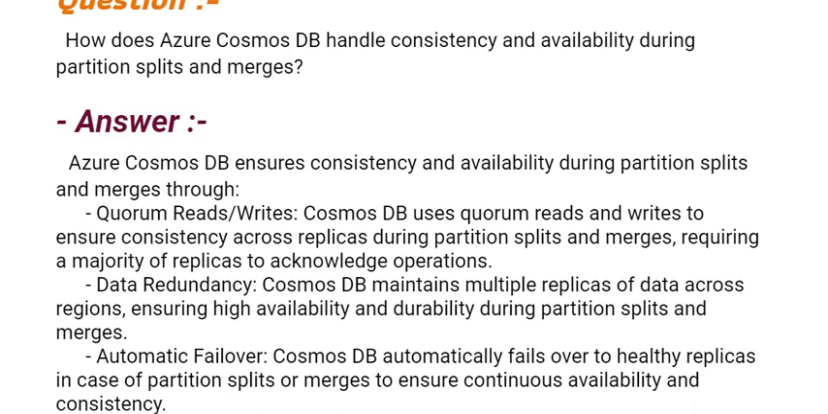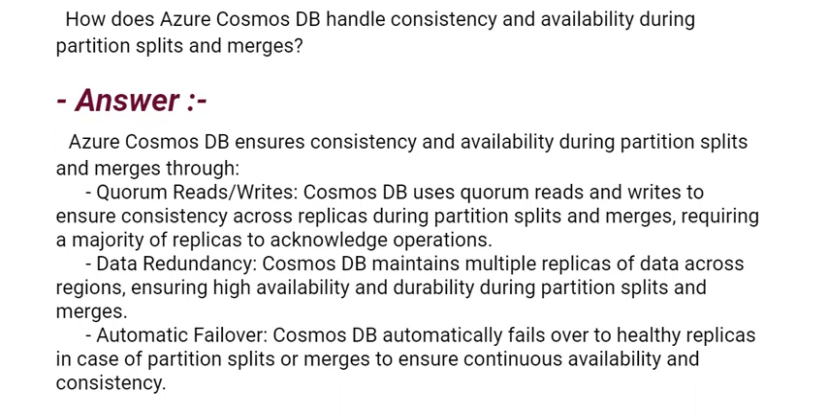Second one is data redundancy. Cosmos DB maintains multiple replicas of data across regions, ensuring high availability and durability during partition splits and merges. The third one is automatic failover. Cosmos DB automatically fails over to healthy replicas in case of partition splits and merges to ensure continuous availability and consistency.